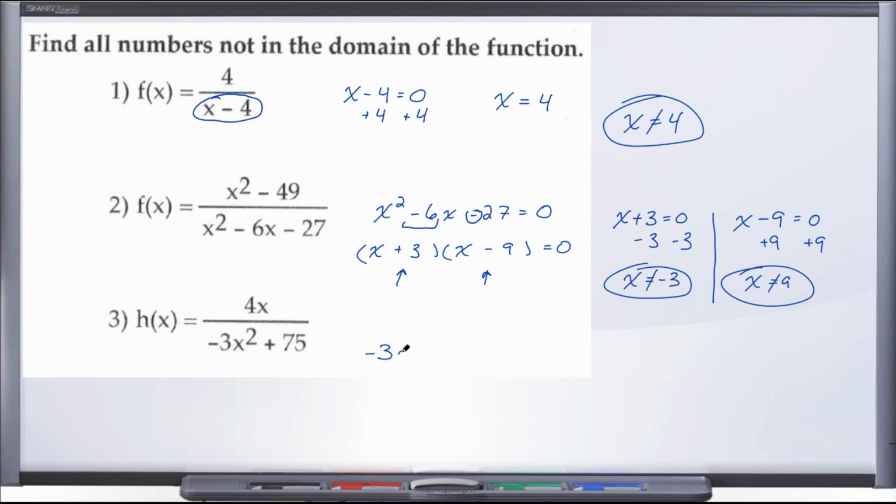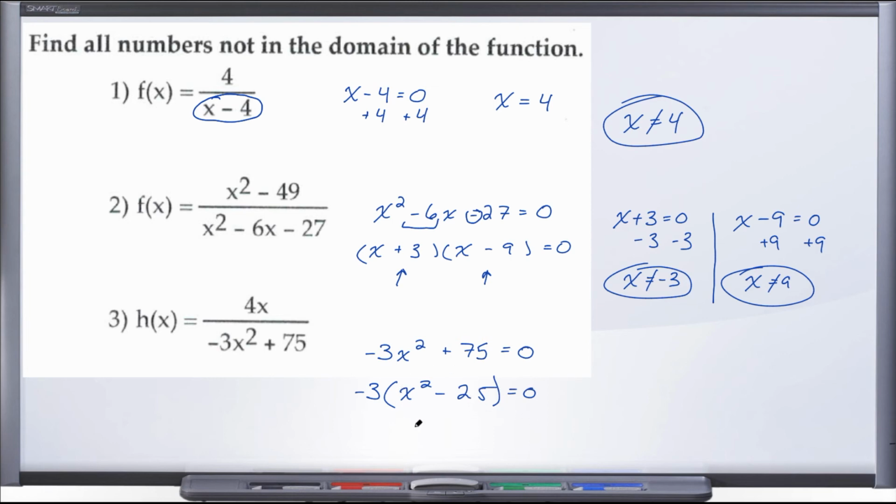So we have -3x squared plus 75. All right, well, let's see. Do we have a GCF? And remember, we're going to set this equal to 0, right? So we're setting equal to 0. And is there a GCF here? Yeah, I think there is, right? Let's go ahead and pull out a -3. If we pull out a -3, then we're left with x squared minus 25 equals 0.